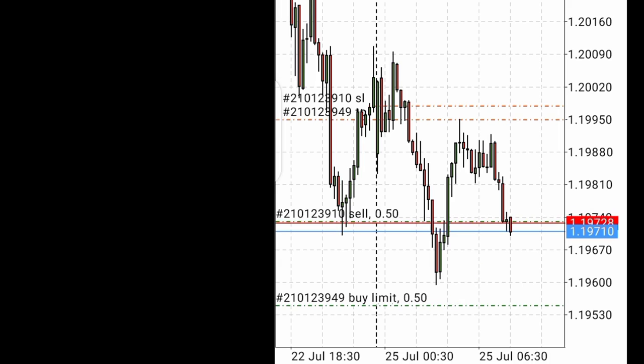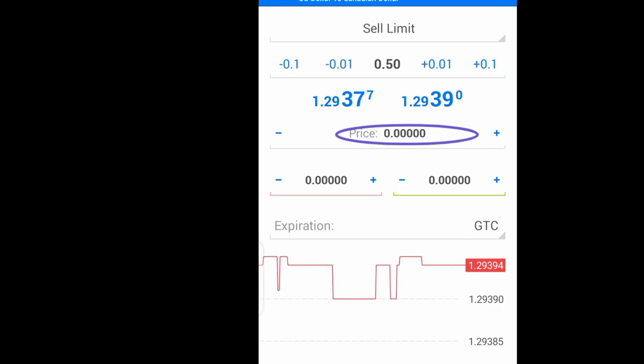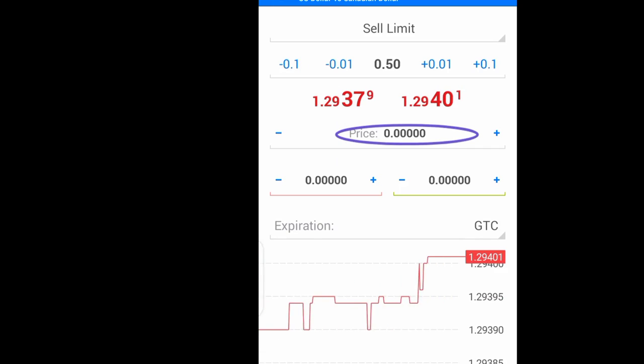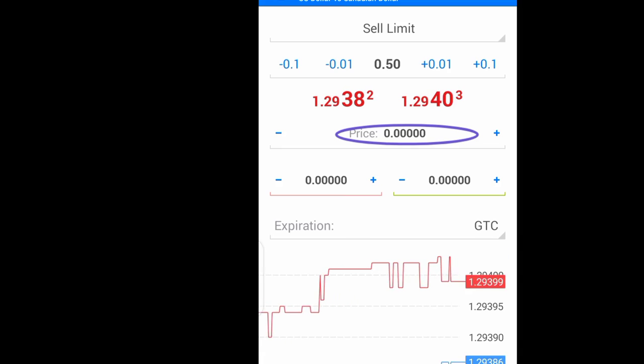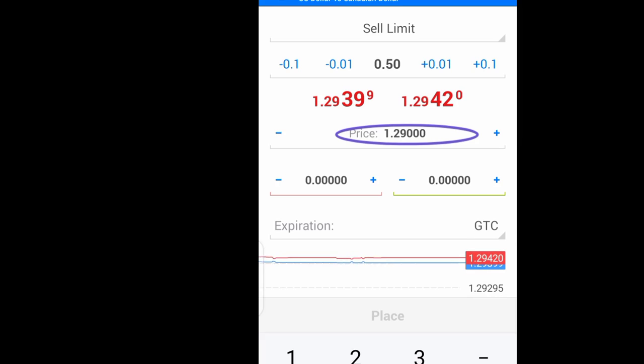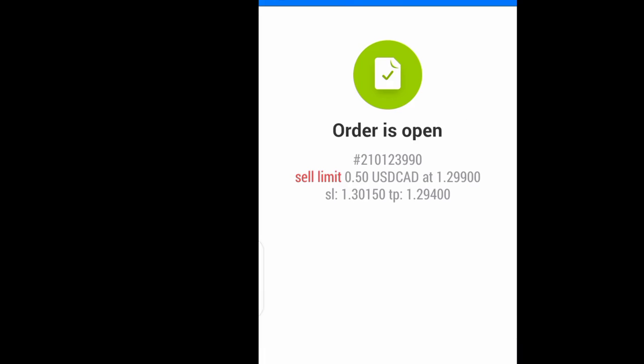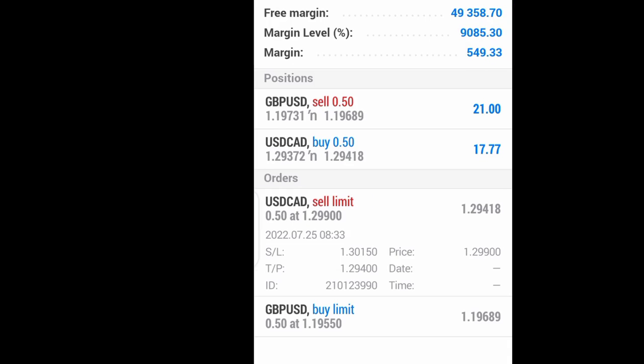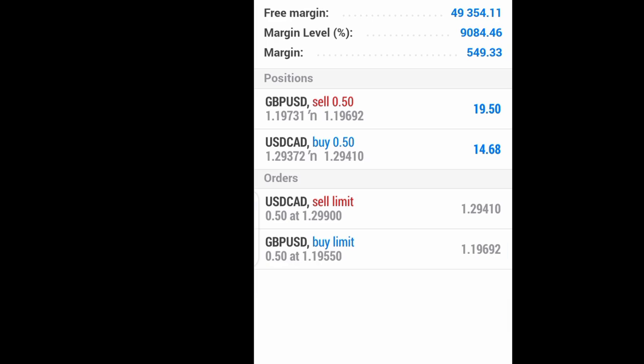So if you want to set a sell limit, I have to determine the price I will enter. And in setting a sell limit, my entry price must be higher than the present price. So let's say I want to enter at 1.2990. My stop loss in this sell limit should be above this entry price, maybe 1.3015. That is 25 pips. So I can place that. That is placed. So look at it. This is a sell limit, stop loss with respect to the entry price, and take profit with respect to the entry price.